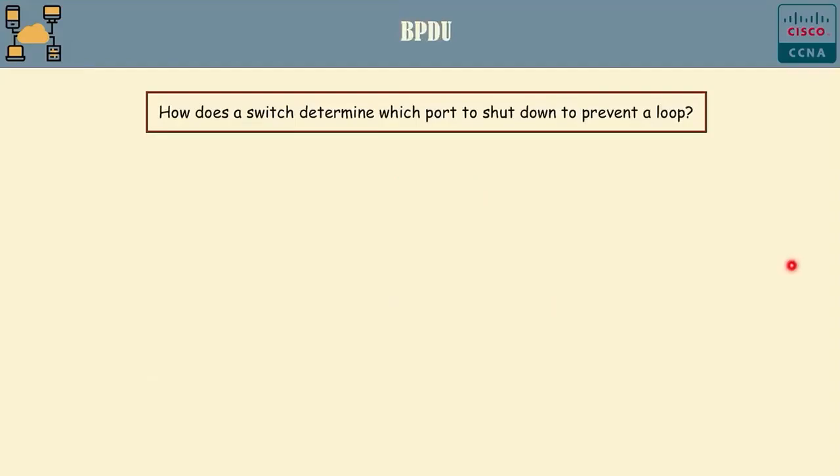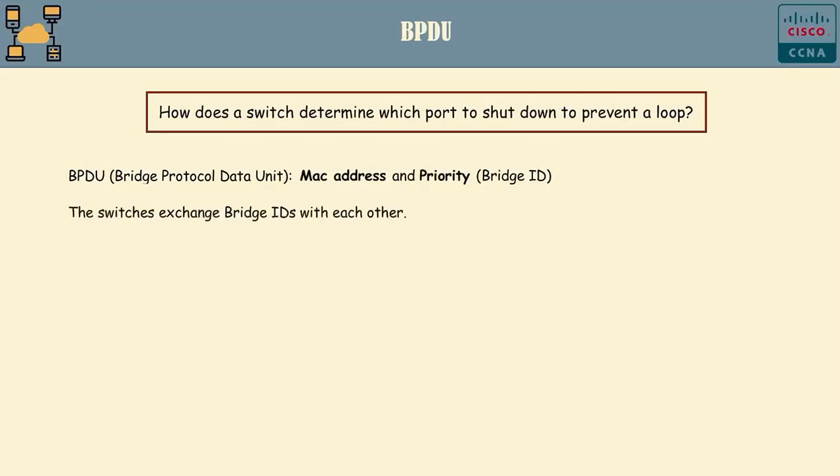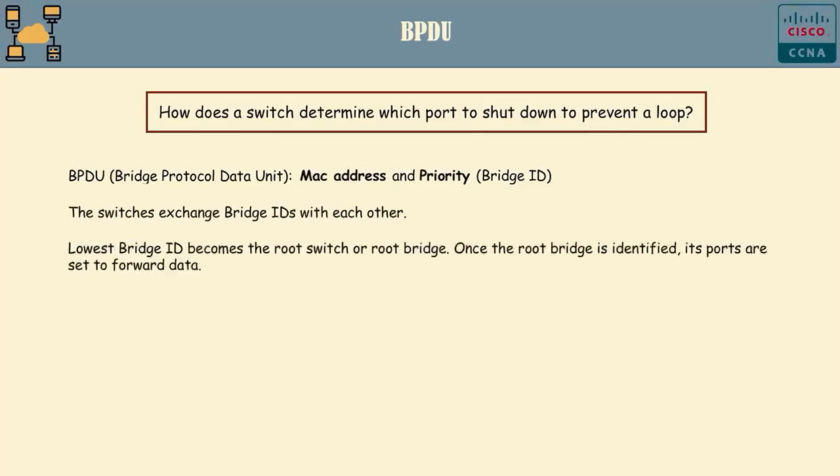When switches are interconnected, they generate a packet called BPDU, Bridge Protocol Data Unit, consisting of 2 components, MAC address and priority, known as bridge ID. The switches exchange bridge IDs with each other. The switch with the lowest bridge ID becomes the root switch or root bridge. Once the root bridge is identified, its ports are set to forward data instead of being blocked.